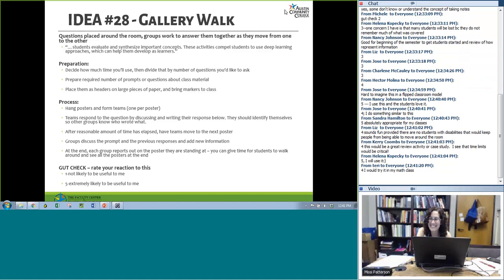Helena says she likes it and would use it. Terry says she'll try it in her math class. Carrie says it would be great, a review activity or case study. Time limits would be critical.